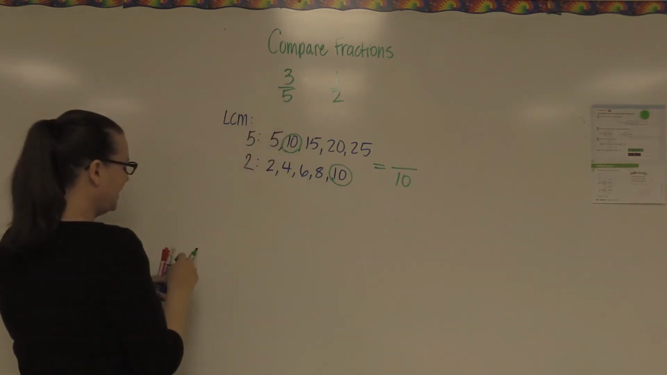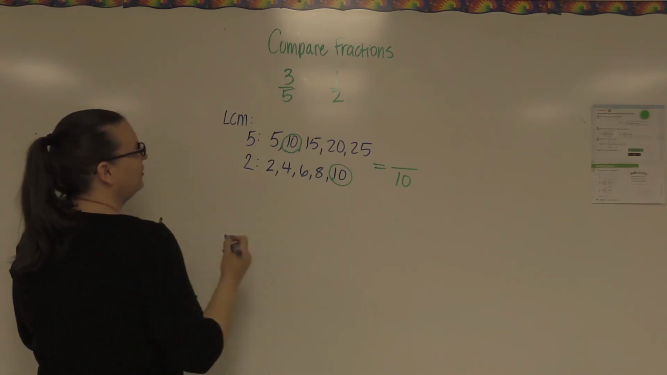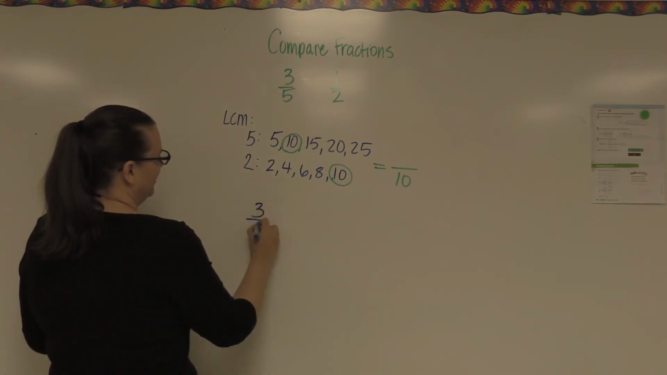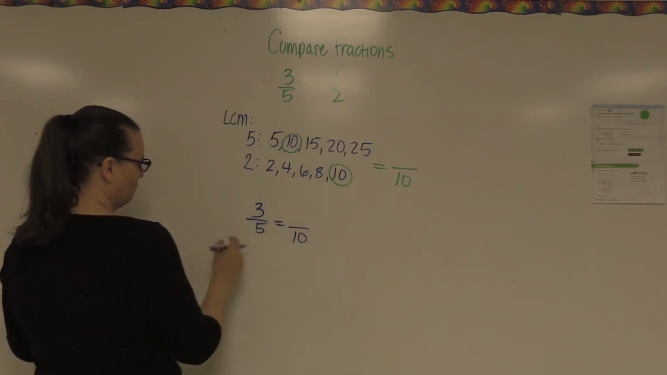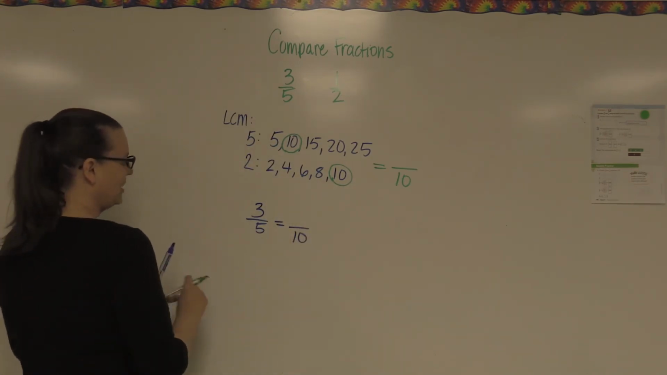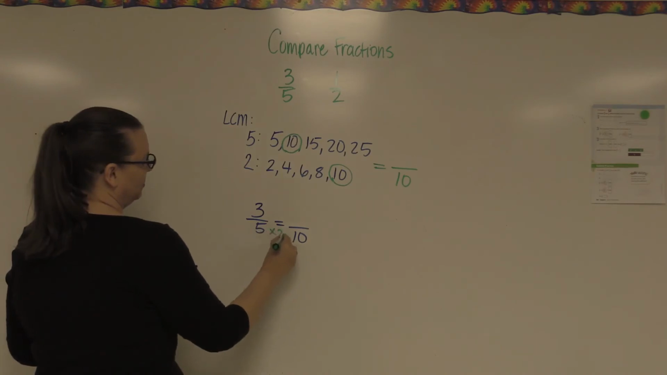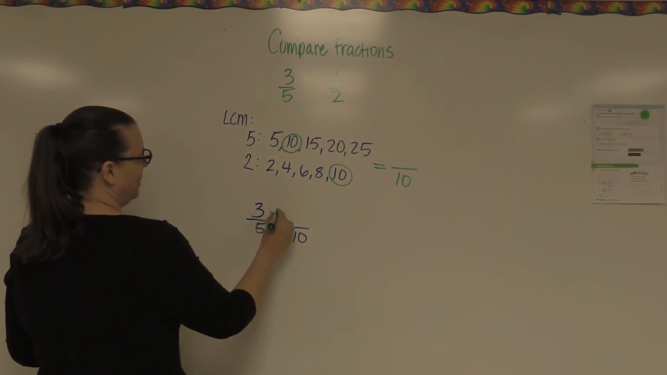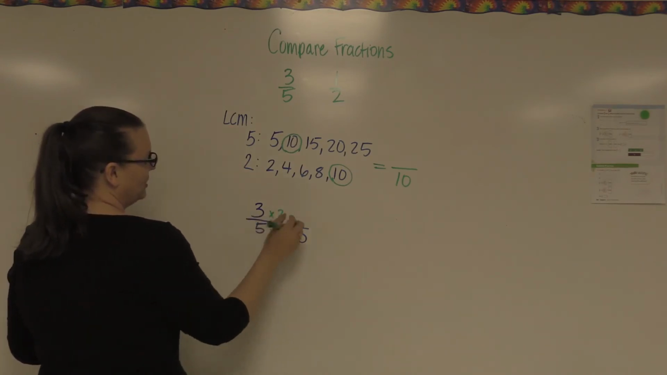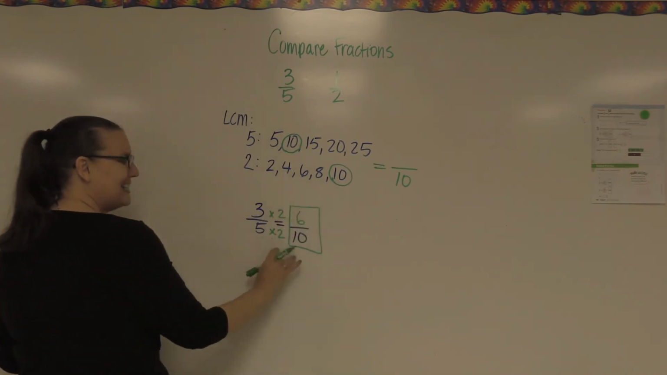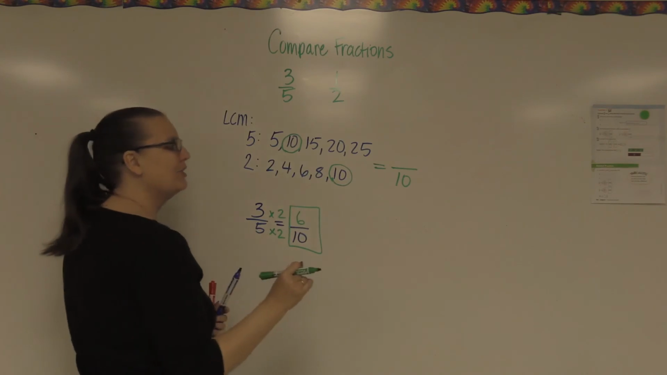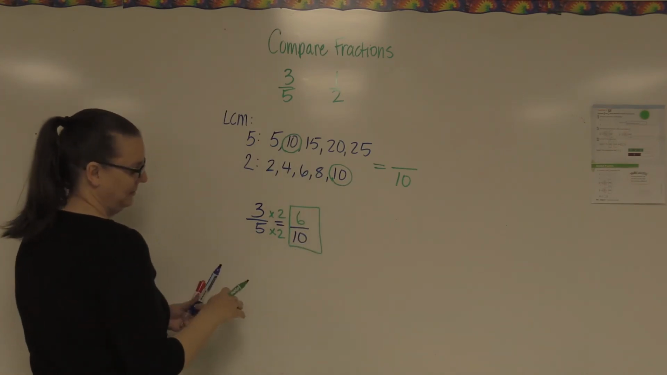So let's do it. Let's take 3/5 and let's find an equivalent fraction. So take the original fraction, we're going to turn it into tenths. What did I do to 5 to make it into 10? Well, I multiplied by 2. If I do it to the bottom, I do it to the top. 3 times 2 is 6. This is my new fraction. It's the same amount, it's an equivalent fraction, but now I can use it.